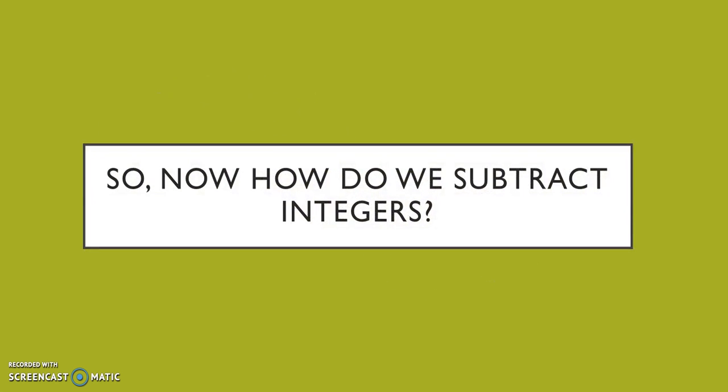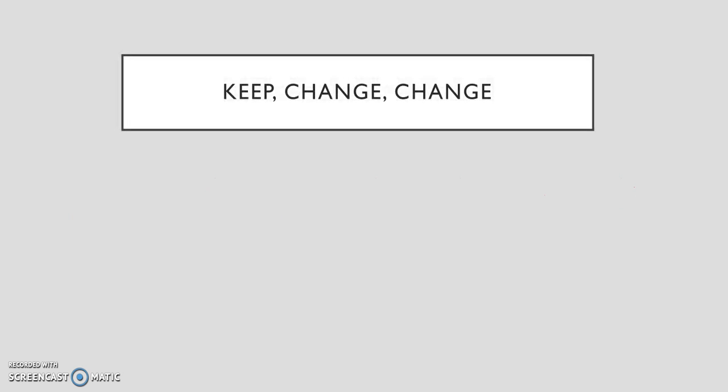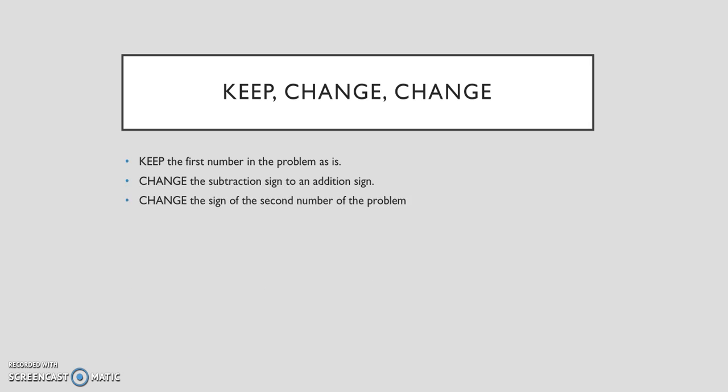So now, how do we subtract integers? We use a trick called keep, change, change. How does keep, change, change work? You're going to keep the first number in the problem as is. You're not going to do anything to it. Then you're going to change the subtraction sign to an addition sign. And finally, change the sign of the second number in the problem. After you've completed this, you're just going to follow your addition rules to come up with your answer.